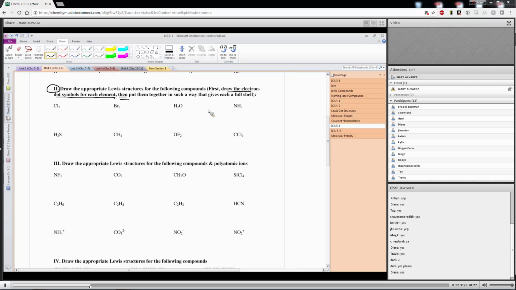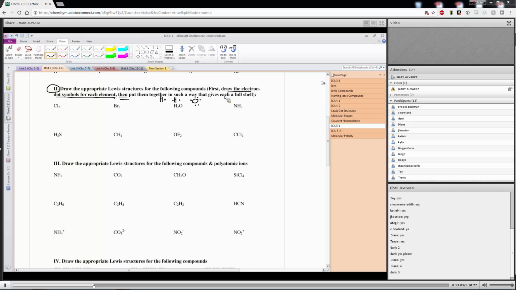Okay, let's see. I will do H2O. So we're going to see we have an H and another H. We have an O. How many valence electrons does oxygen have? 6, perfect. Okay, so 1, 2, 3, 4, 5, 6.